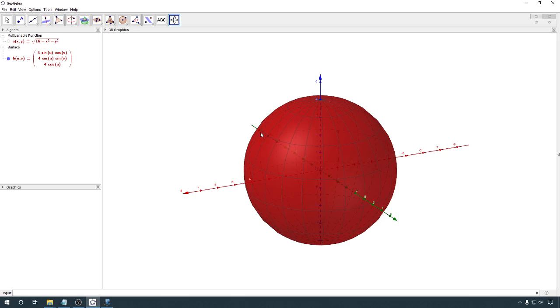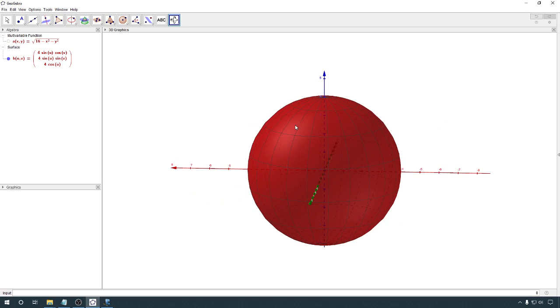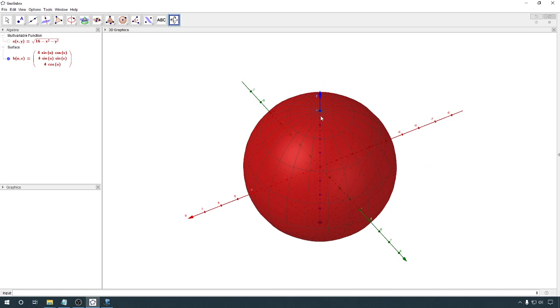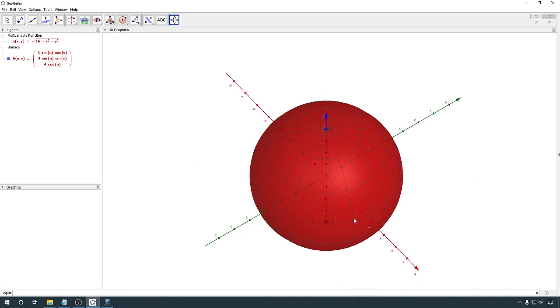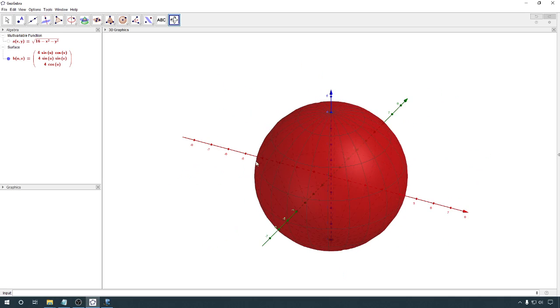If u is equal to maybe this one is pi over 4 or something like that. Probably not. I don't know exactly which ones they've chosen here. But for different values of phi, we have different latitude lines. For different values of theta, we have these other ones that are longitude lines. They're technically also circles, but they're actually great circles. They go around the entire sphere.